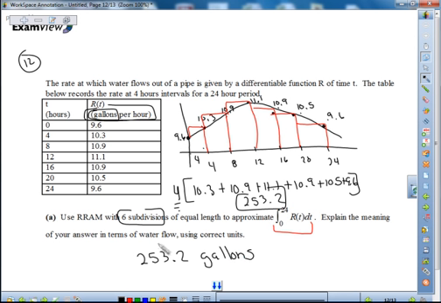So what this means is that in a 24-hour period, from 0 to 24, 253.2 gallons flowed out of the pipe. So that's the meaning of it. In a 24-hour period, 253.2 gallons flowed out of the pipe.